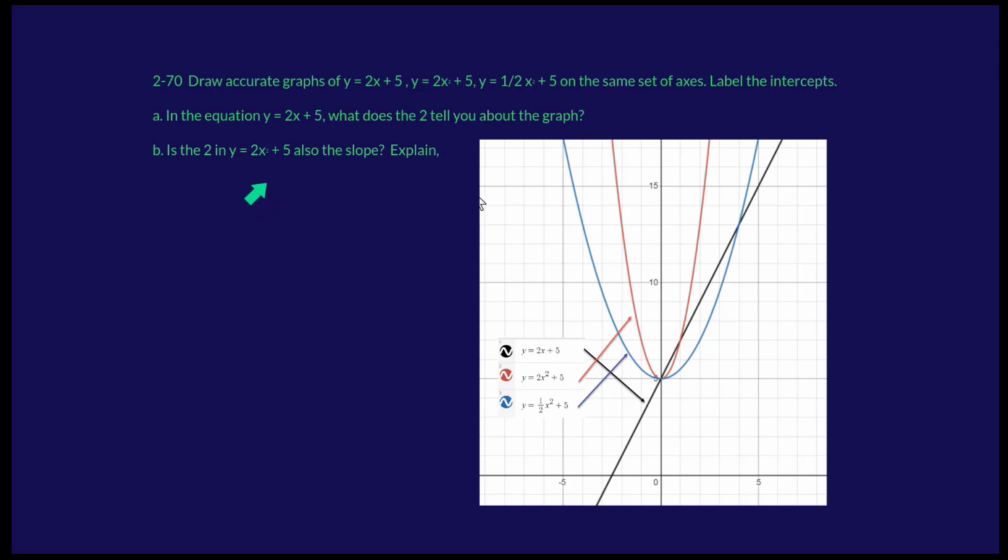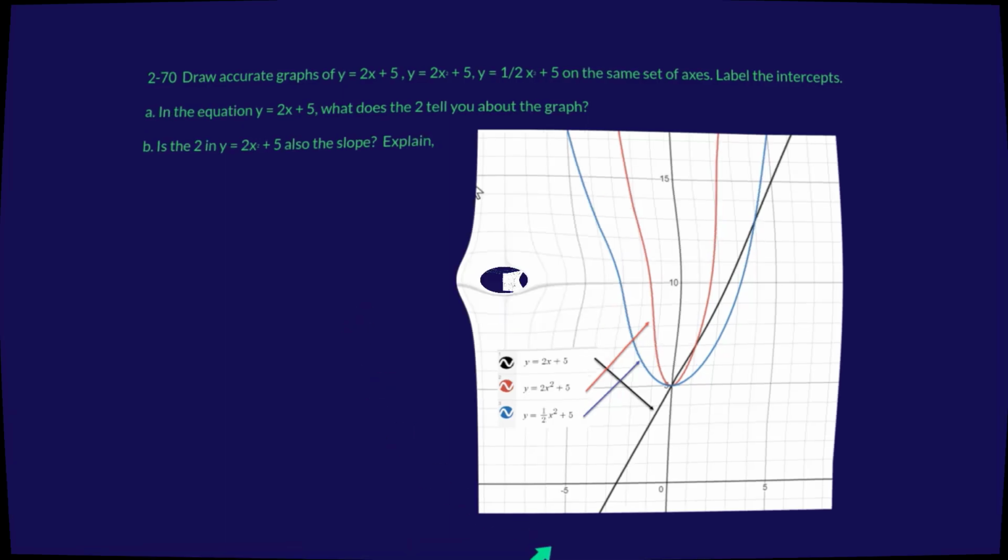Okay, and so they all intersect there, but then it says, is the 2 in y equals 2x squared plus 5 also the slope? This is not a linear equation, so it does not have a slope. The 2 is our a, and it would give us a vertical stretch, but it is not considered slope. It is just considered what helps vertically stretch or compress, because as you can see up here, we have a 1/2, that is compressed. We have a 2, that is a vertical stretch. The parent function would be somewhere in between, okay? And that answers 2-70.